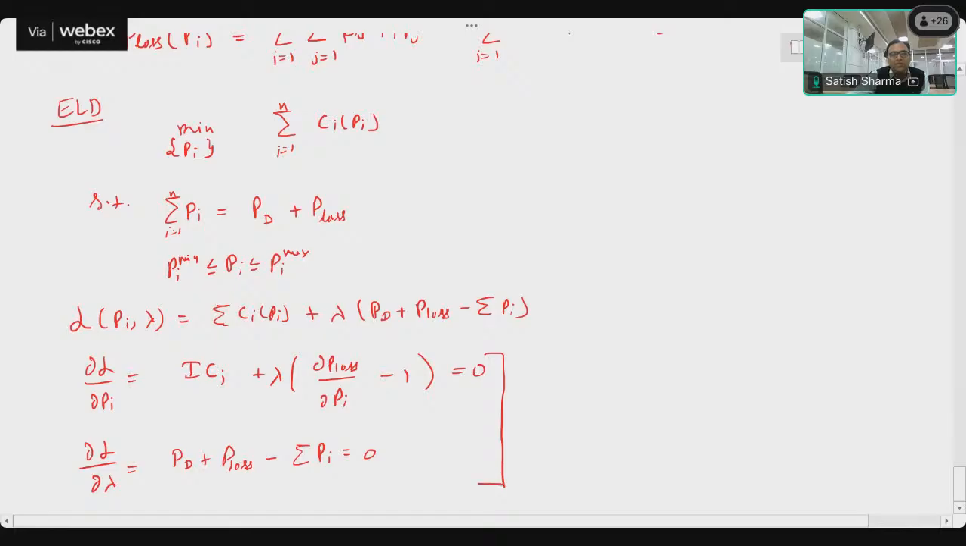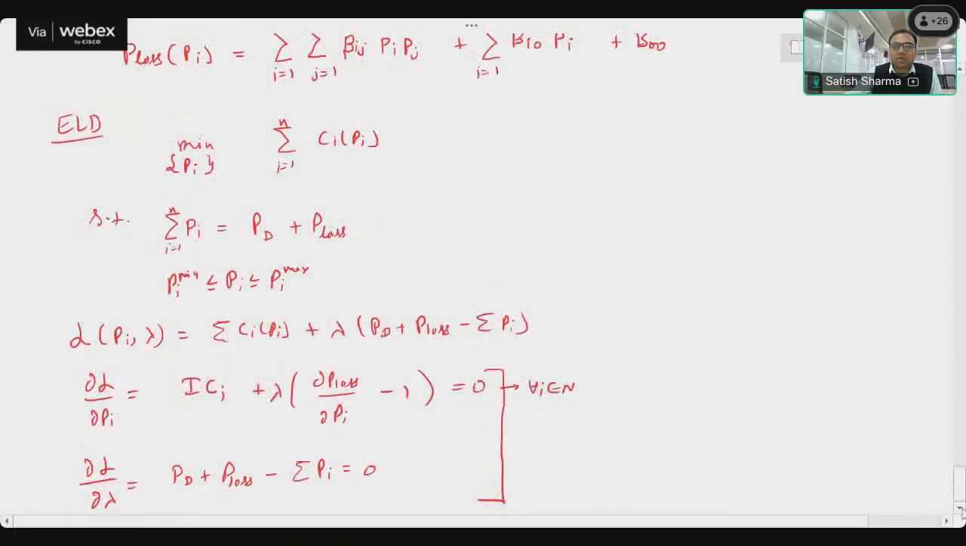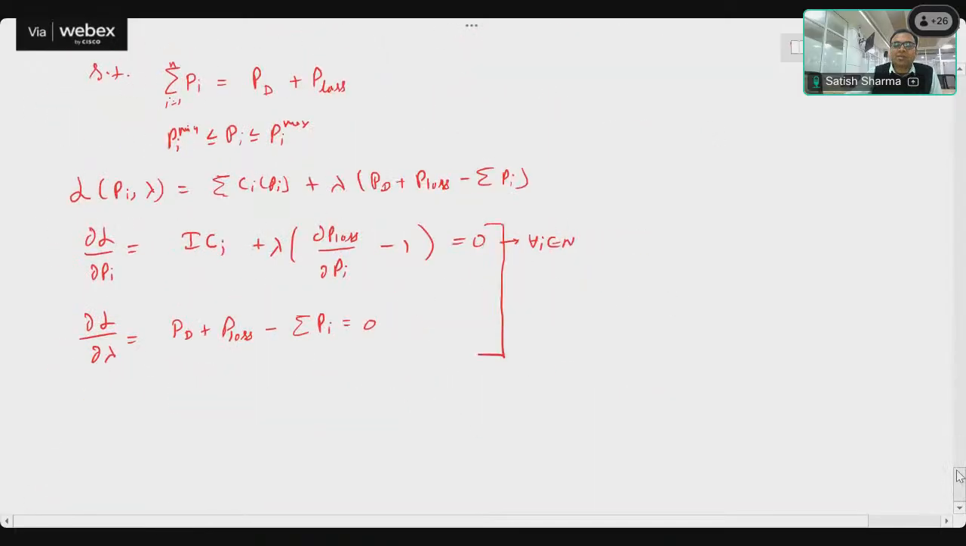Okay, so we will get these, and this condition is for all i in the set of n, and that is one condition. Now, how to solve this one? I will again use the same approach. In the lambda iteration method, if I look at this particular equation, you can clearly see that losses are dependent upon the power generation, and power generation depends upon lambda, and lambda also depends upon the losses, and it's a closed cycle.